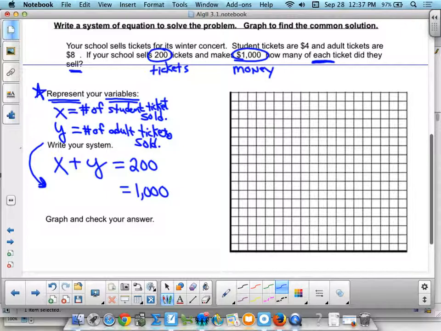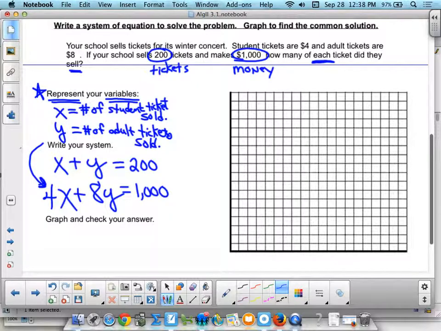Y adult tickets. So to me this says tickets plus more tickets equal total tickets. Agree? Guess what's happening down here? This stands for what? Money. It's got to be money plus money equals money. Well, how much money did the student tickets bring in? $4. Well, this is just a number like 40 tickets. 40 times 4 is how much money I brought in. So 4x plus 8y. There you go.